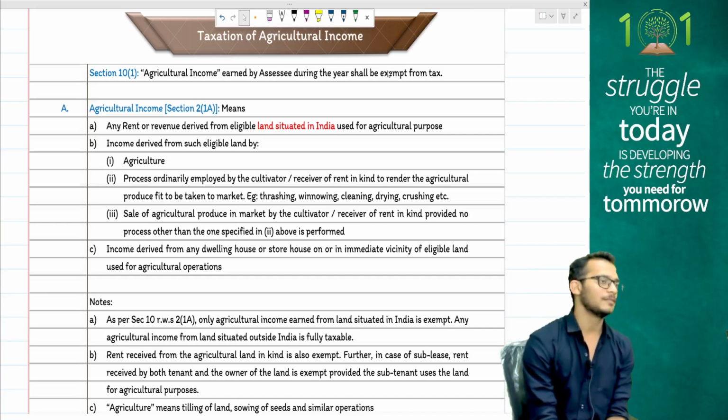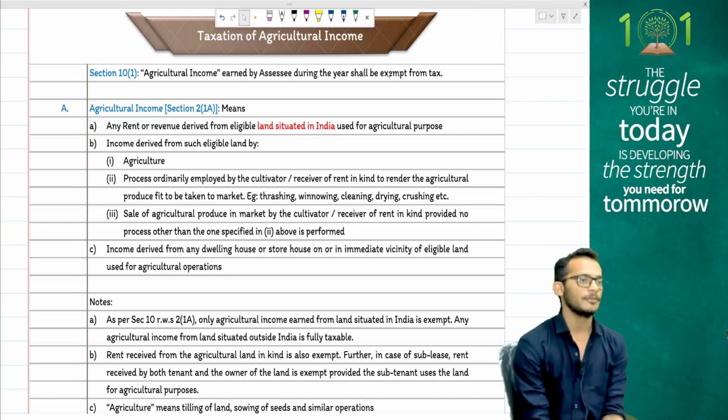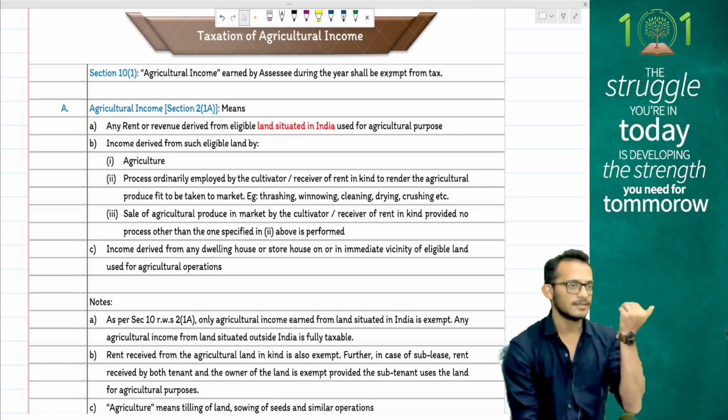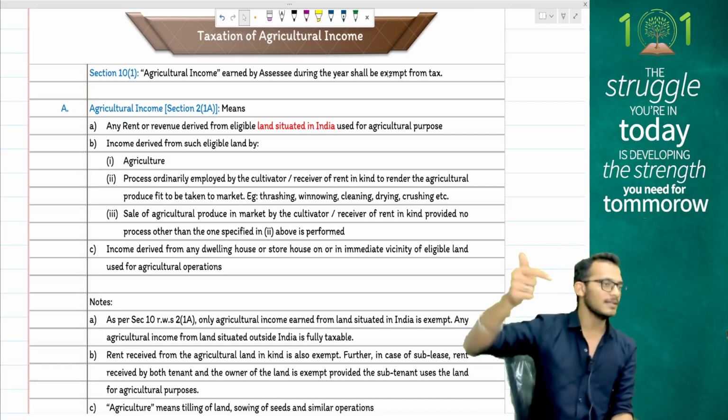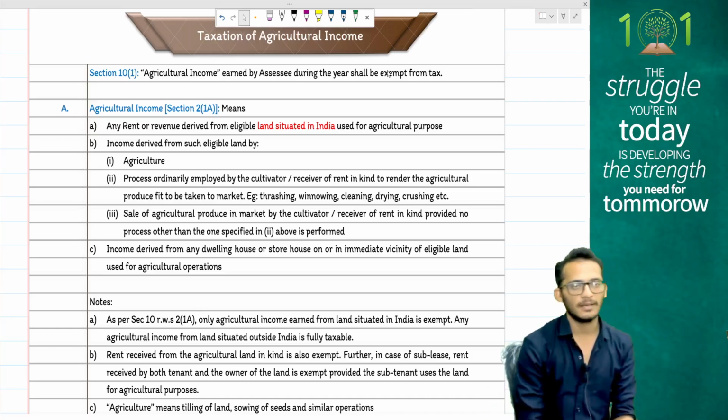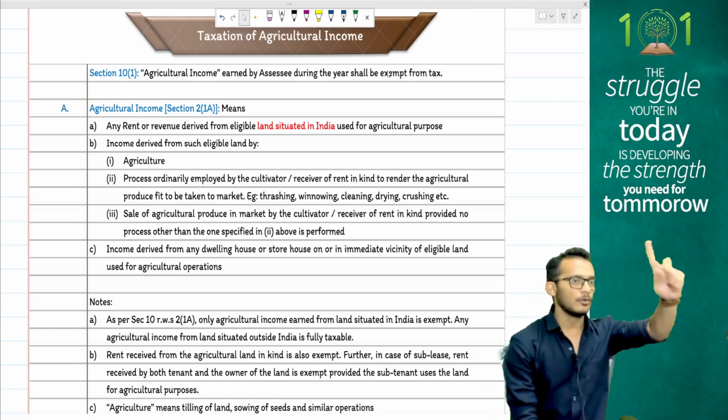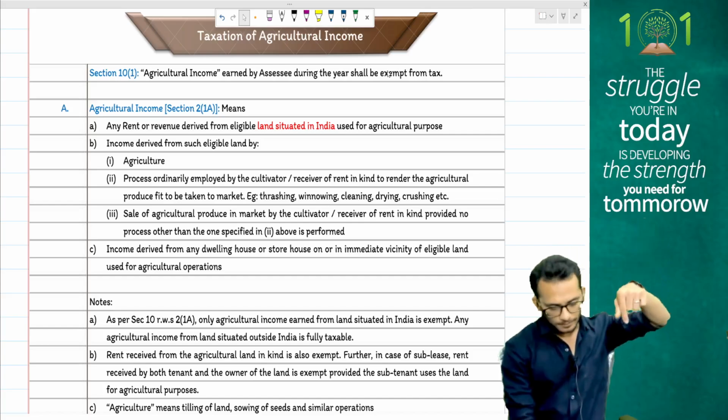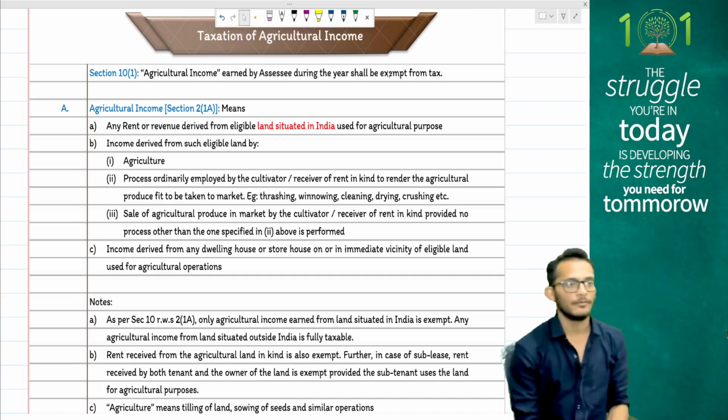lakh. And if it is between 8 kilometers, then it should be less than 10 lakhs. If it is going beyond 8 kilometers, it is always rural. If your population increases these numbers, then it is urban agricultural land. Rules to be kept in mind. Rule number 1, land should be in India for it to be exempt.